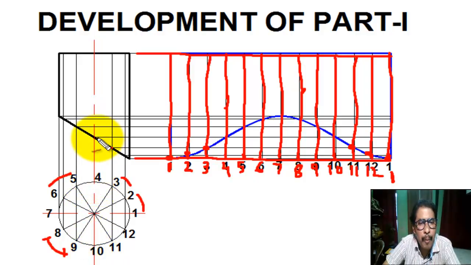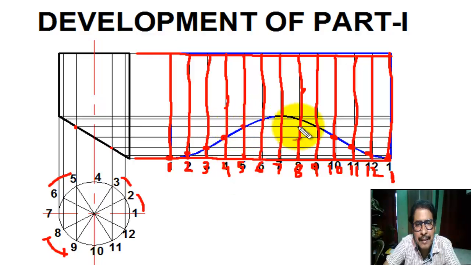This is 10. This is 4. From this point, from elevation, it is cut at the 4 number line and also the 10 number line. This is the 9 and 5 point. From the 5 and 9 points we draw parallel lines.